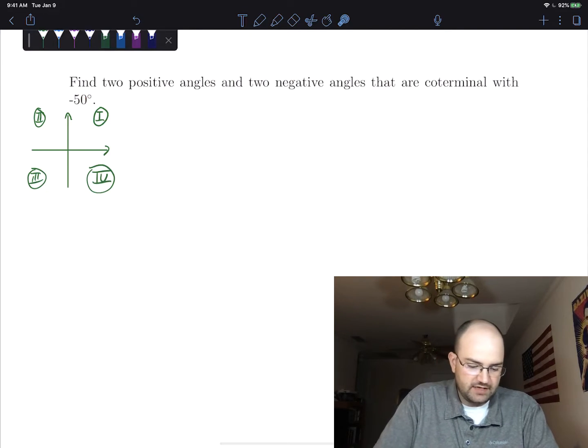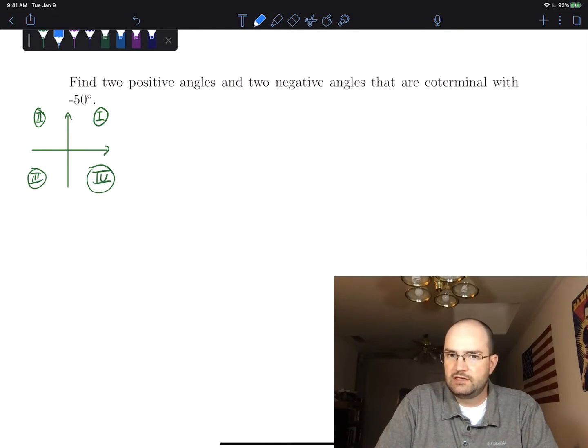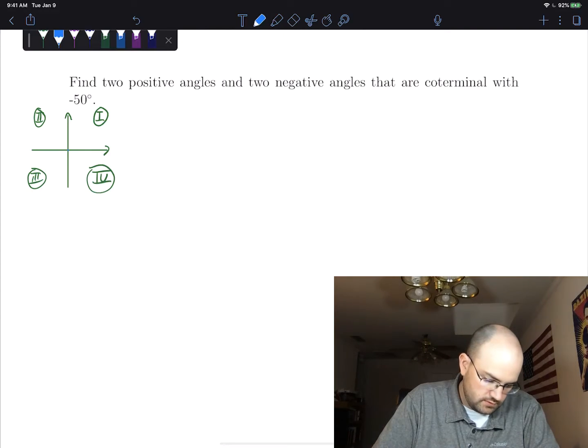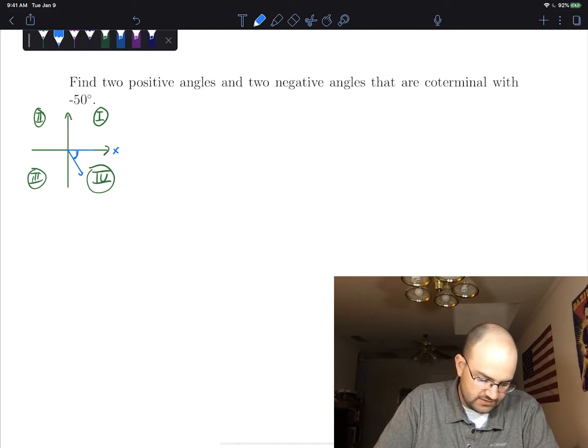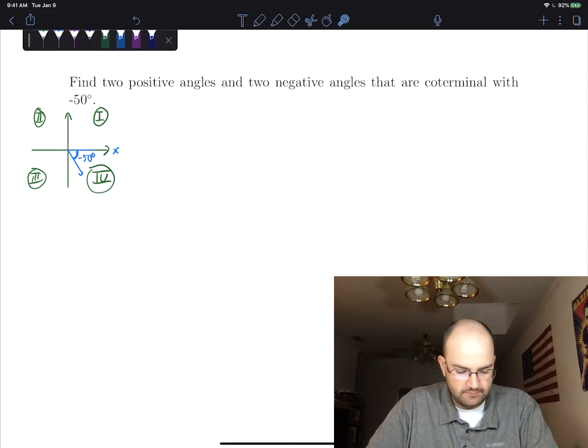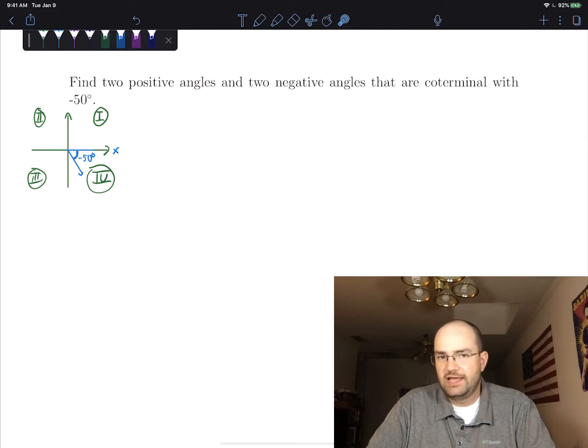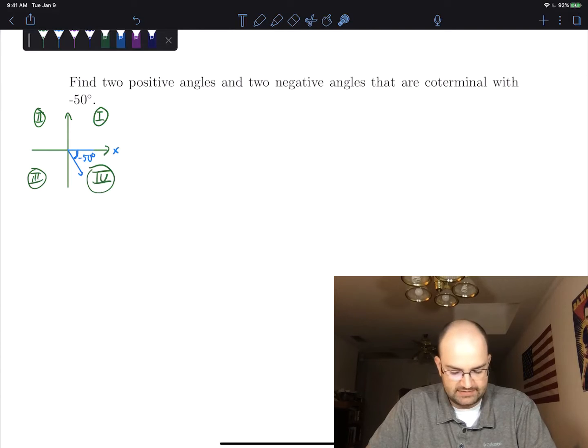Now, if it's negative 50 degrees, here's what it would look like in standard form. The initial side, of course, is the x-axis, and then negative 50 degrees will look something like that. And so this will be negative 50 degrees. Now, the reason that I know that it's negative 50 degrees here is because we're going down towards the negative y-axis. So that's how you can tell that it's negative 50 degrees.